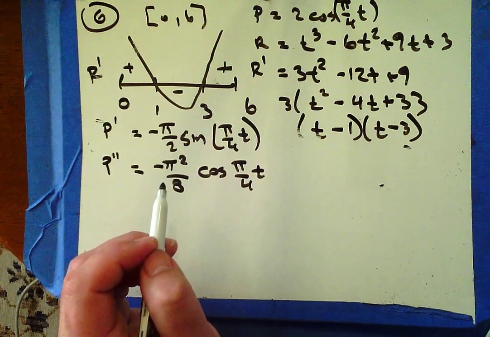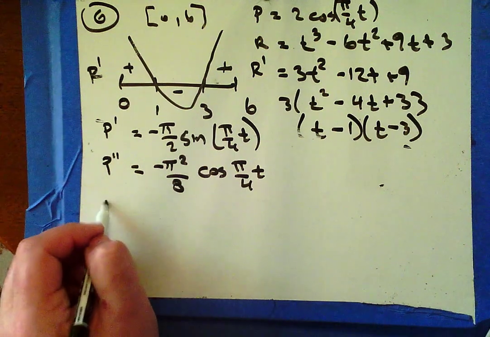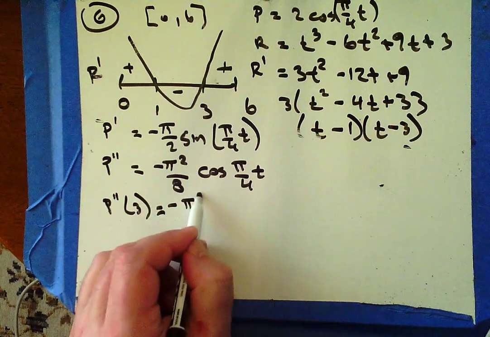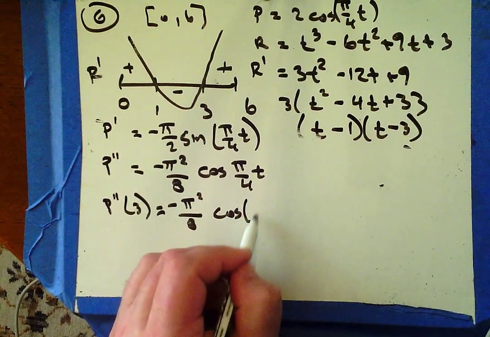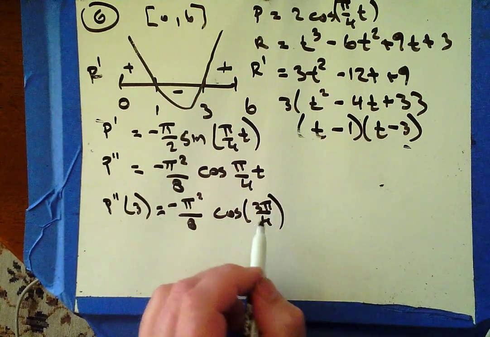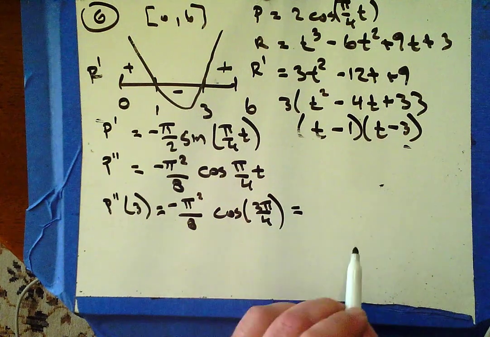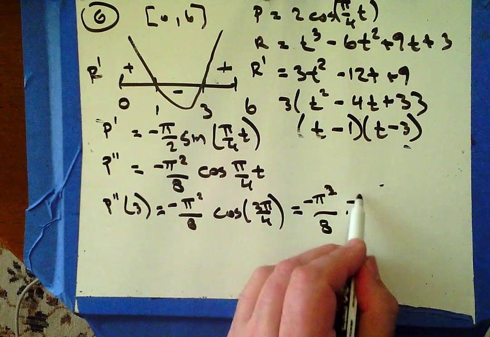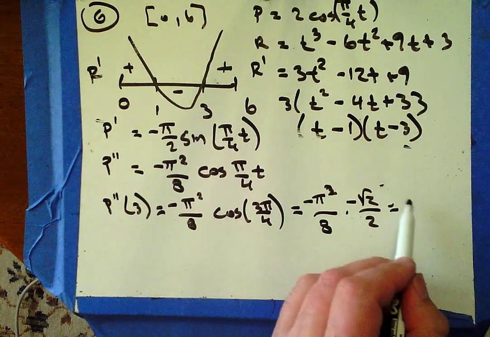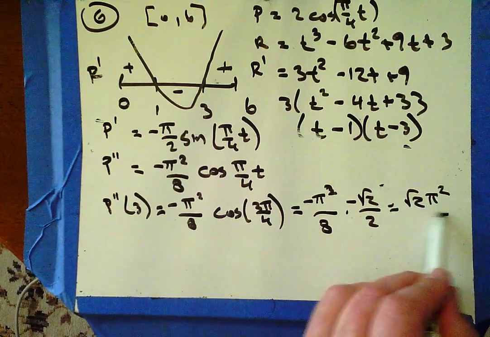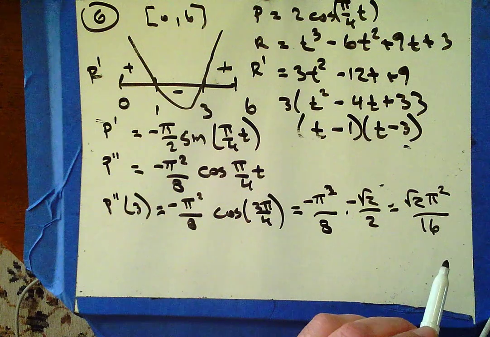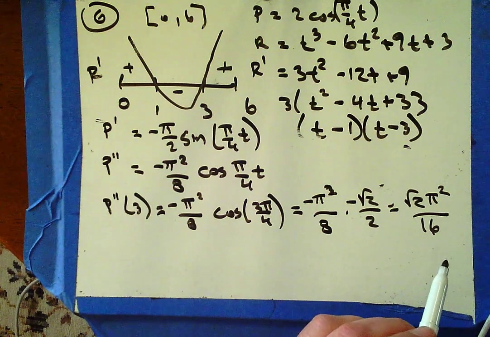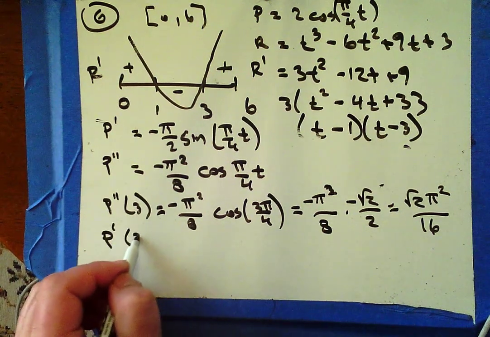And they ask us about at t equals 3. So p double prime of 3 is negative pi squared over 8 cosine 3 pi over 4. Well, cosine of 3 pi over 4 is negative root 2 over 2. So negative times a negative gives me a positive root 2 pi squared over 16. Okay, I found the acceleration at time equal to 3. Oh, look, are we speeding up or slowing down? And so we need to find p prime of 3.